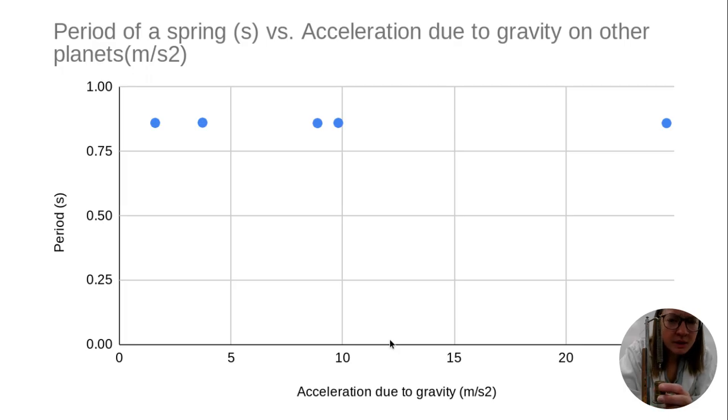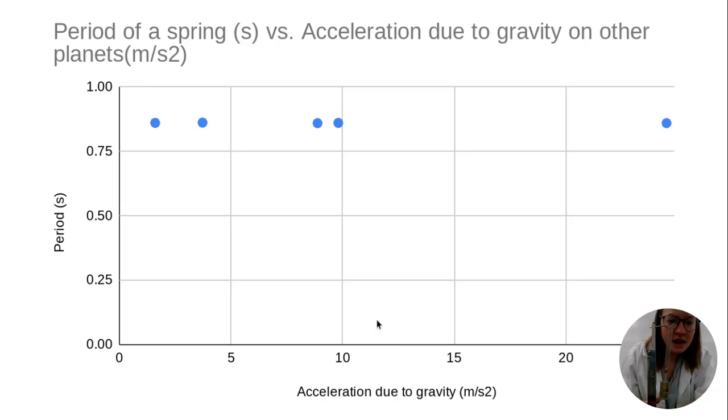Interpret in your head, what does this mean? Did you say that there's no relationship between the period of the spring and the acceleration due to gravity on other planets? Because if so, you would be absolutely correct. There is no relationship between the period of a spring and the acceleration due to gravity.